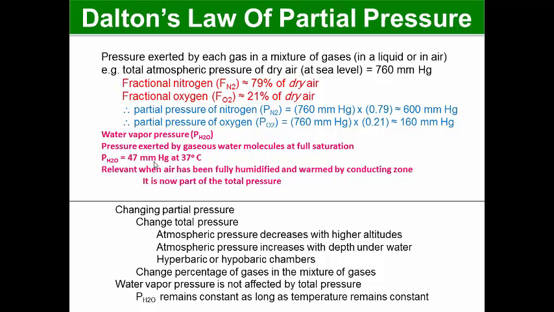Now, we need to know that the total atmospheric pressure may get changed. For example, as we ascend at high altitudes, the atmospheric pressure decreases, while the atmospheric pressure increases with depth underwater. Also, we have chambers which could be hypobaric with low pressure or hyperbaric with high pressure.